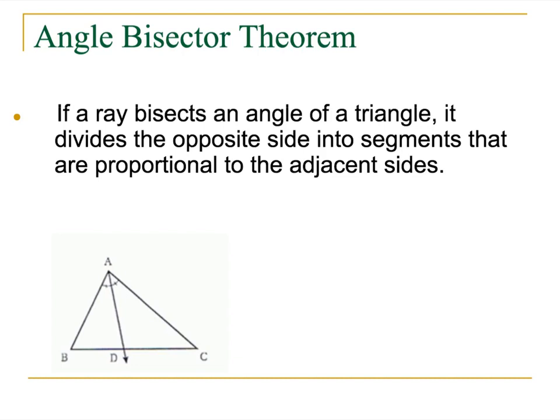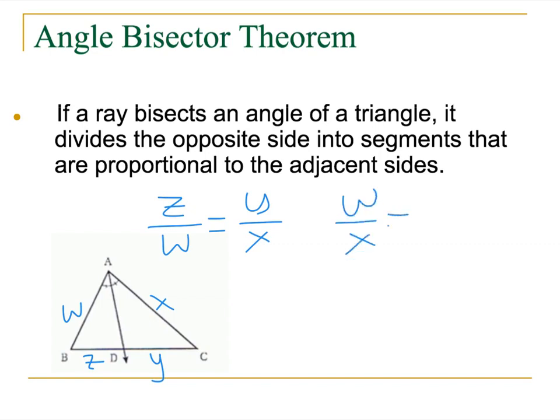Let's use some letters again. Let's call this W, X. Call this guy Y. That does not at all look like a Y. There we go. And this guy's Z. So what it's saying is that I could set up a proportion of Z over W equals Y over X. Cool? Another acceptable one could be W over X equals Z over Y.